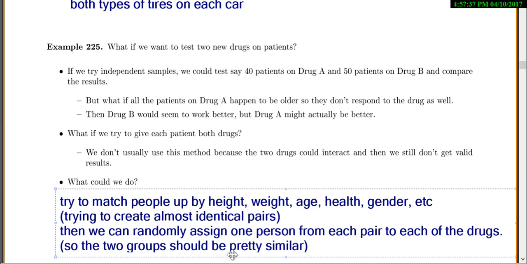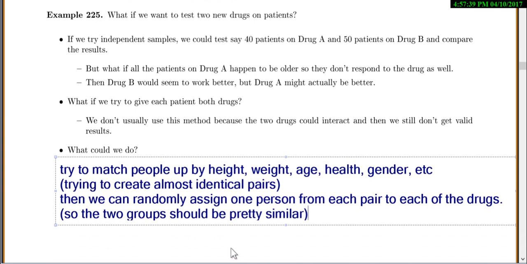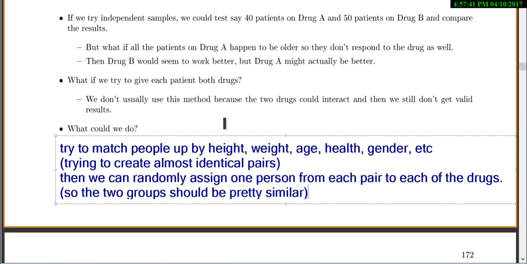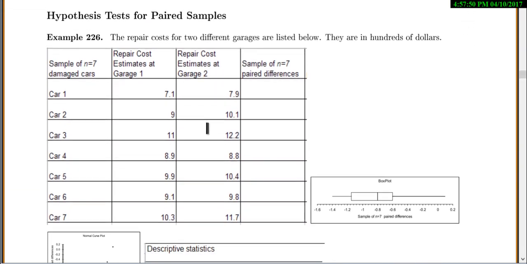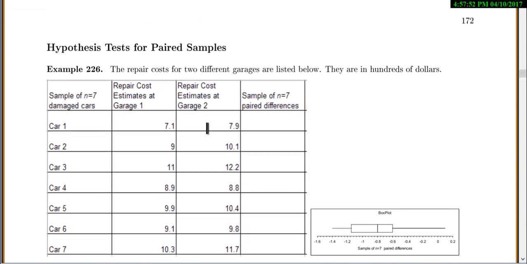So this is what we do if we can't truly do paired samples. And again, even this is sometimes too much work and you just end up with independent samples, which is still okay. Just keep in mind, if you have a choice, this would be better. So let's go ahead and try a hypothesis test for paired samples.